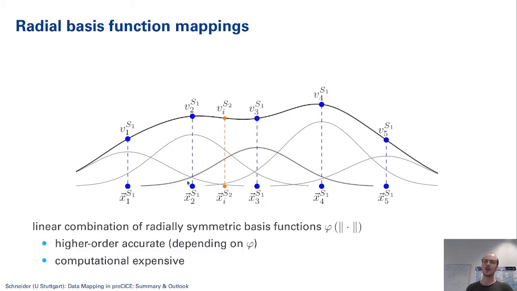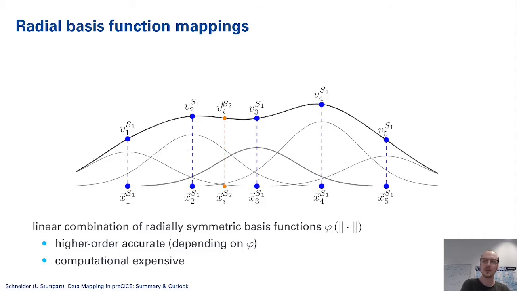The third mapping option in preCICE is using radial basis function data mappings. And the conceptual idea of RBF mappings is shown in this figure. So we have again our input mesh vertices illustrated by blue spheres. And now, in order to compute our RBF mapping, we place in each of these input mesh vertices a radially symmetric basis function, for example a Gaussian. And in order to evaluate the RBF mapping, we simply use a linear combination of all basis functions. So we sum up all the basis functions. And the result is indicated here by the black straight line.